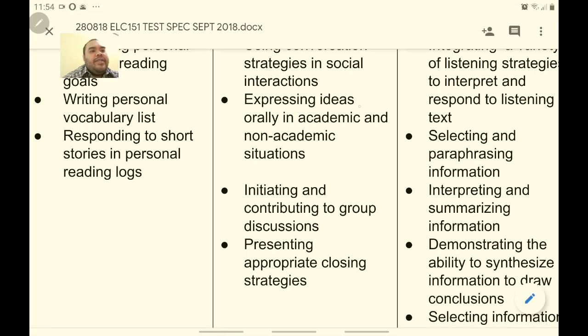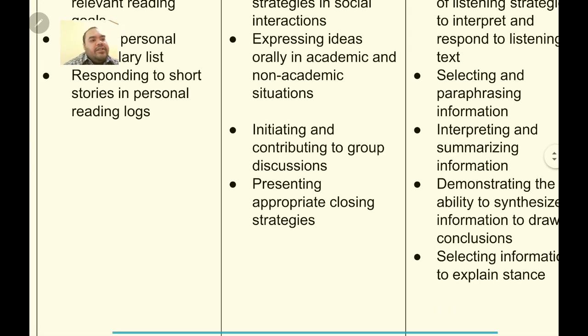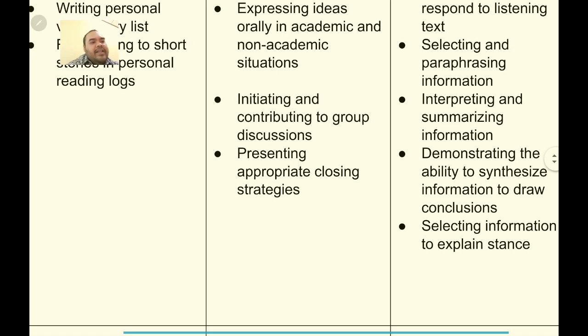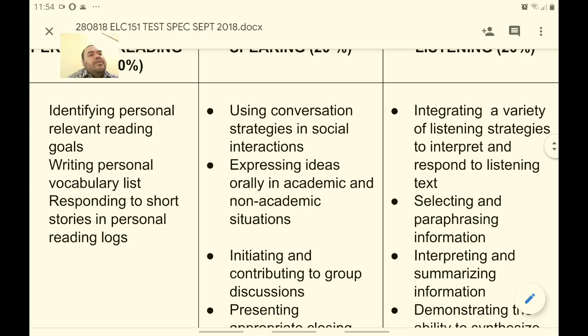You have to express your ideas orally. You have to initiate and contribute to group discussions, and you have to present appropriate closing strategies. Okay, so, using conversational strategies in social interactions.